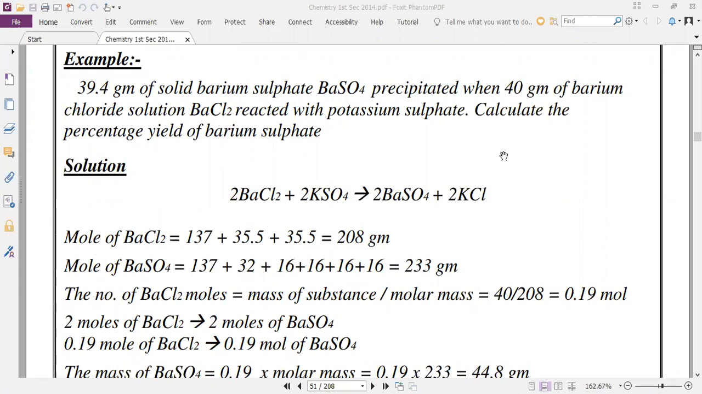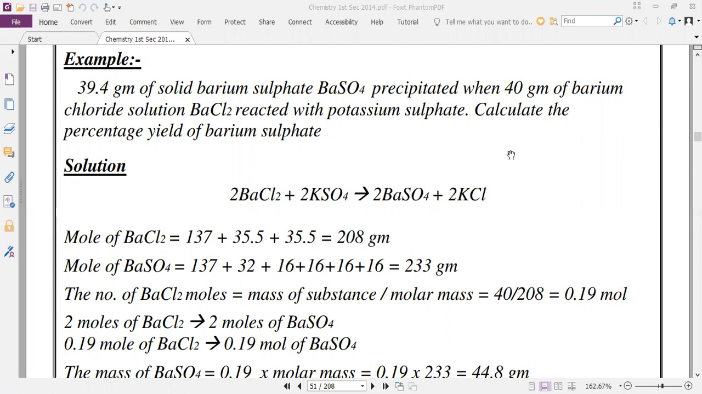What are you saying? Could you explain it again? Okay. Can you explain the example? First, we must write the equation. What about the balanced equation? 2BaCl2 plus 2KSO4 to produce 2BaSO4 plus 2KCl. It's the balanced chemical equation, right?